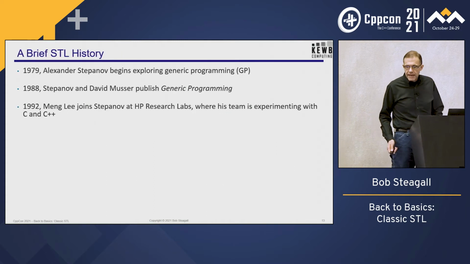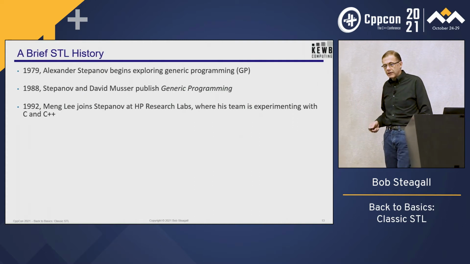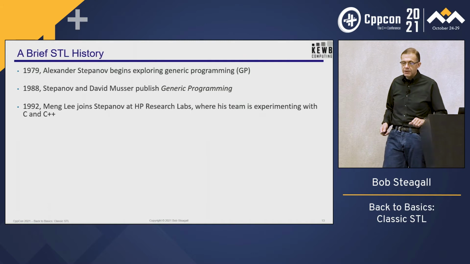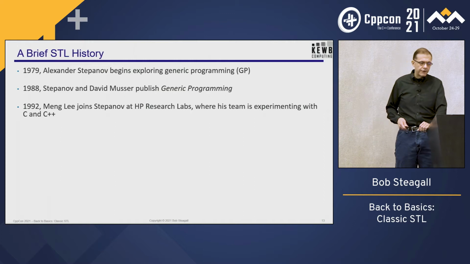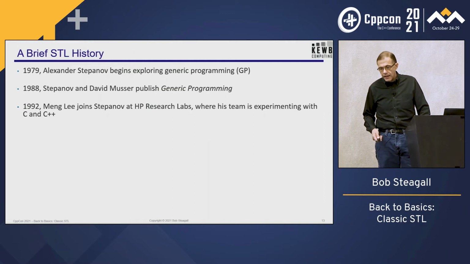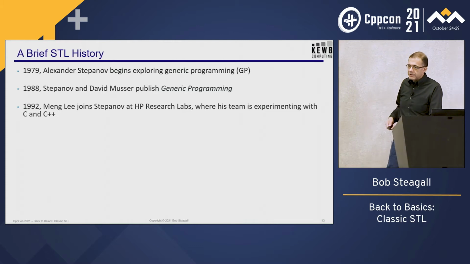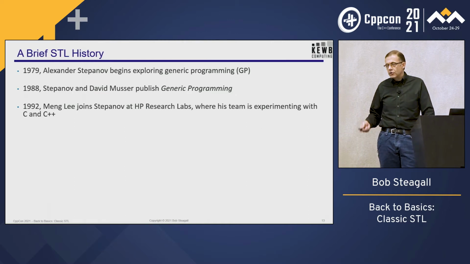So, going back to the history, in 1992, Meng Lee joined Dr. Stepanov at HP Research Labs, and his team was experimenting with C and C++ for the first time. He'd come from the world of Ada, had done quite a bit of work there earlier, and was able to implement some of his concepts of generic programming in Ada, but not to his satisfaction. So when he joined HP, he started looking at C and C++.